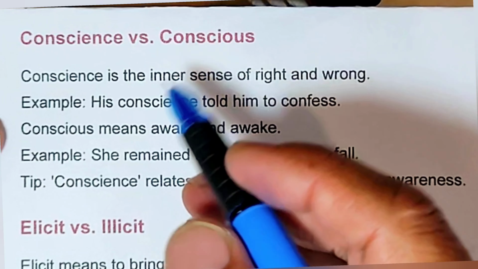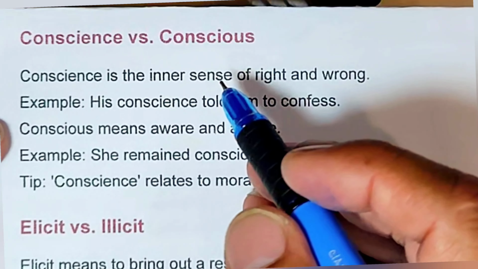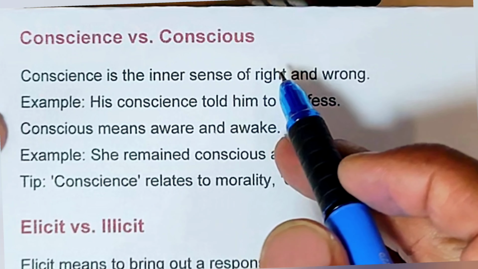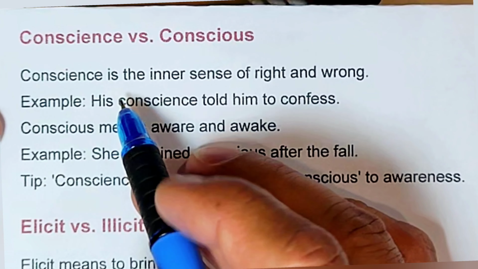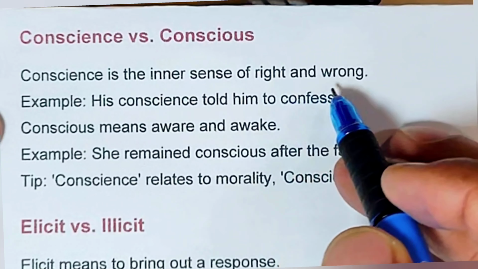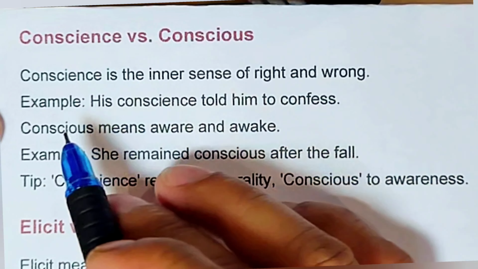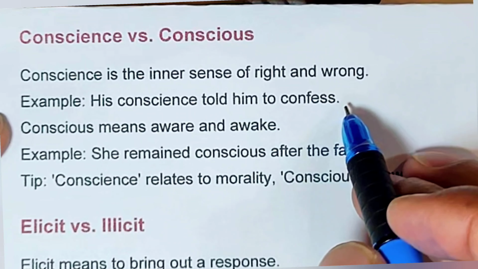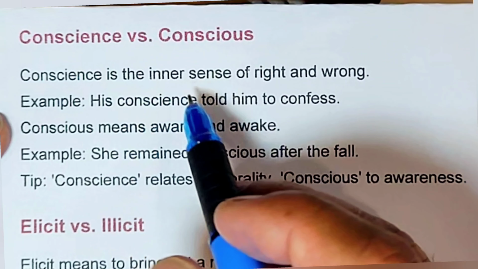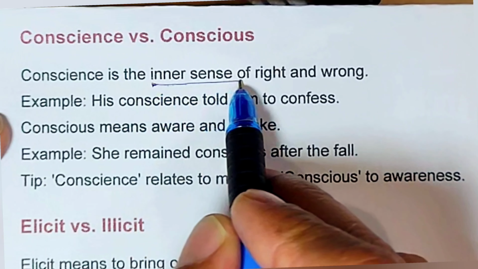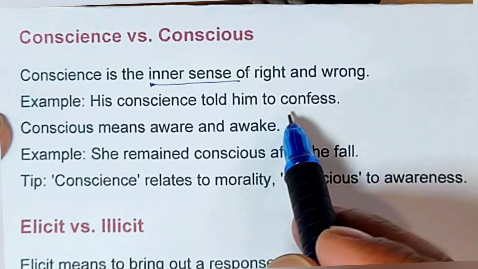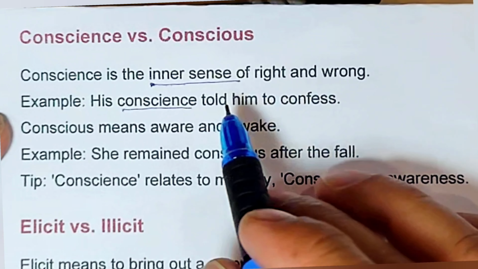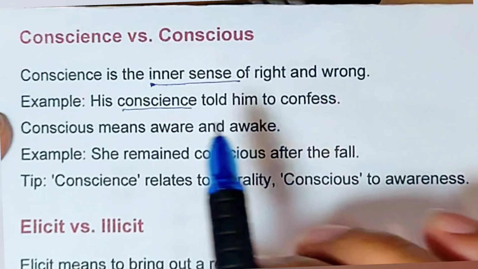And here we go, we have the next pair of words: conscience versus conscious. Conscience is the inner sense of right and wrong. Example: his conscience told him to confess. His inner sense told him to confess. Conscience, the inner sense of right and wrong.